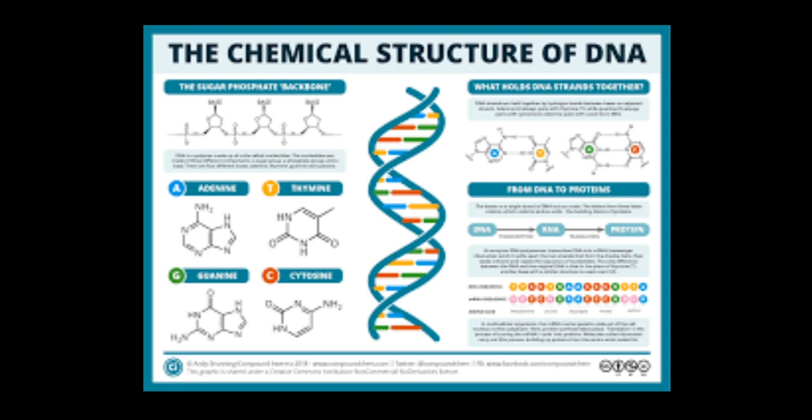Now we will see what is nucleotide. Nucleotide consists of three components: 1. Deoxyribose sugar, 2. Nitrogenous bases, and 3. Phosphoric acid or phosphate. Now we will see all the three components separately.